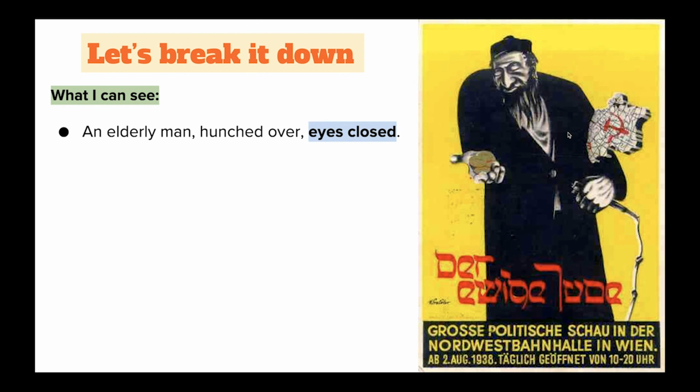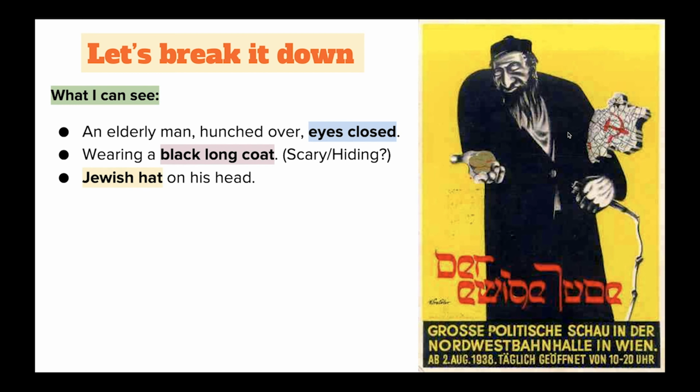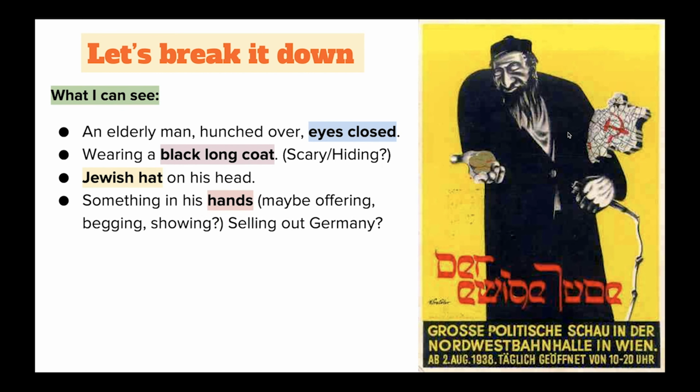So I can see an elderly man, he's hunched over and his eyes are closed, which I thought was a little weird. Why are you standing in front of somebody with your eyes closed? He's wearing a long black coat. So for me, I felt a bit scared that he's hiding something. It's not a very friendly looking man. He has a Jewish hat on, so that gives me the idea that he is Jewish. He has something in his hands. So to me, that looks like gold coins.